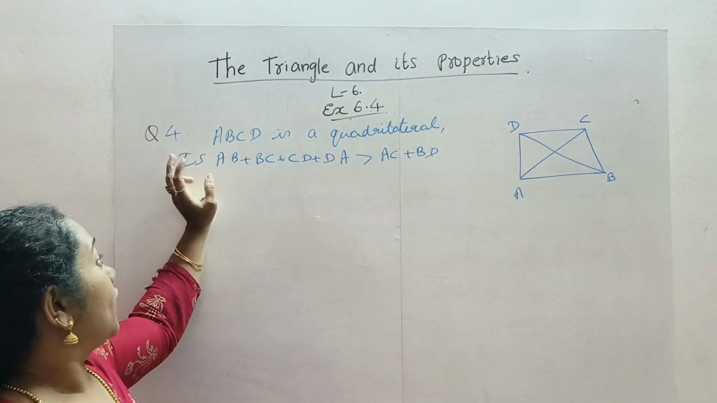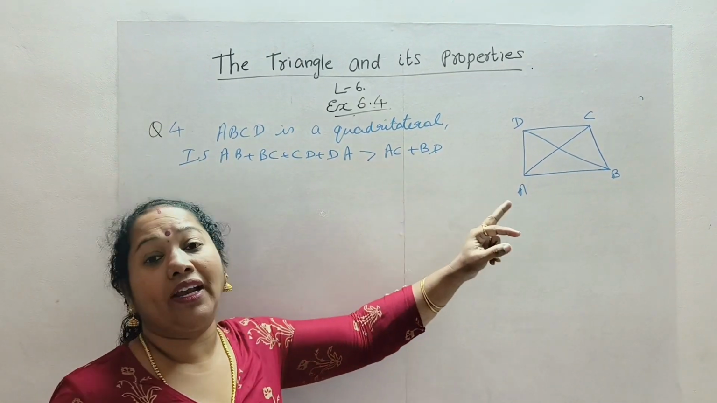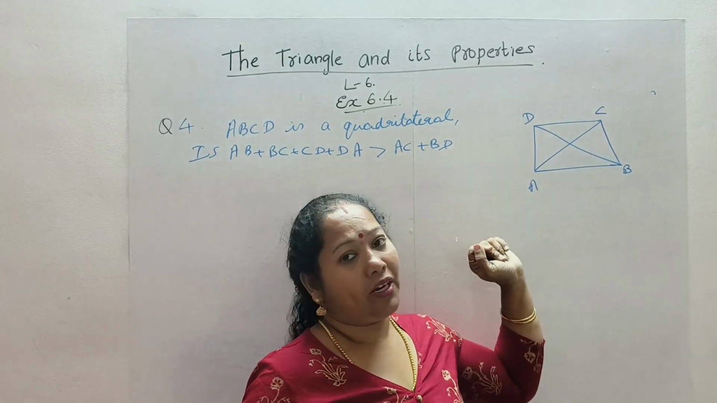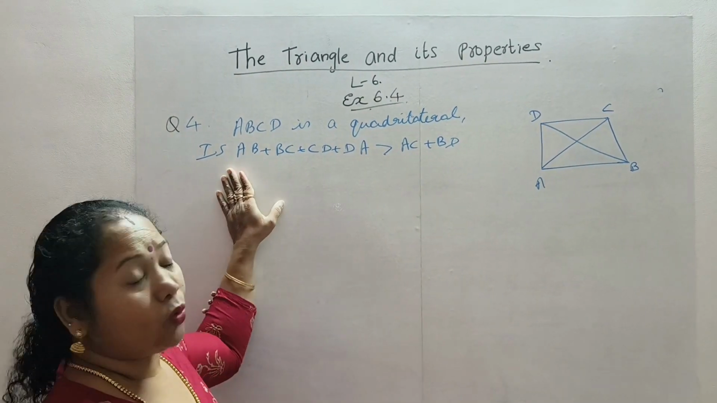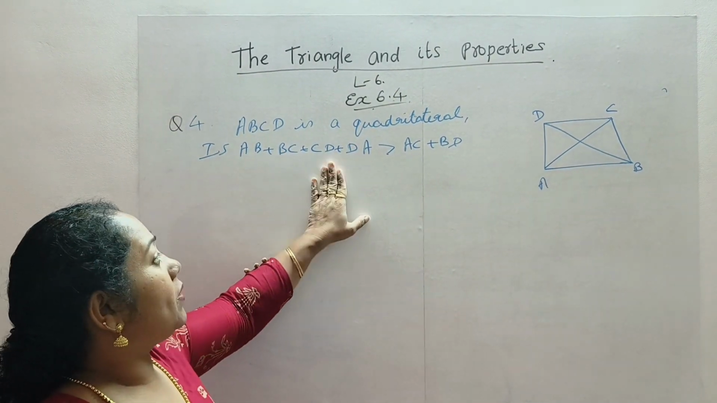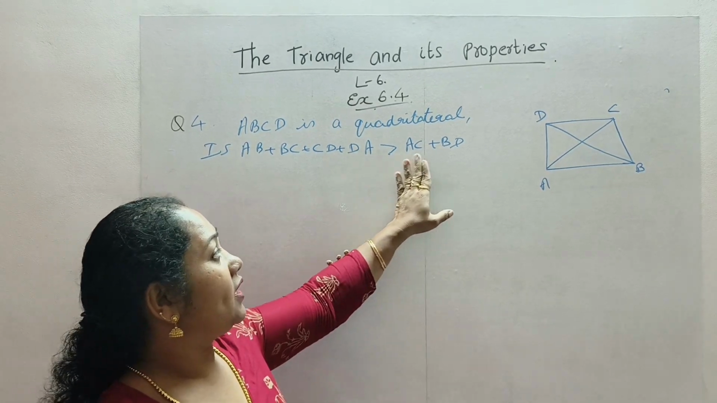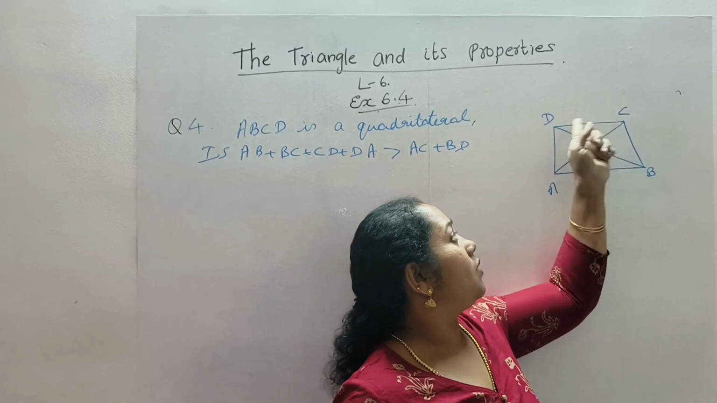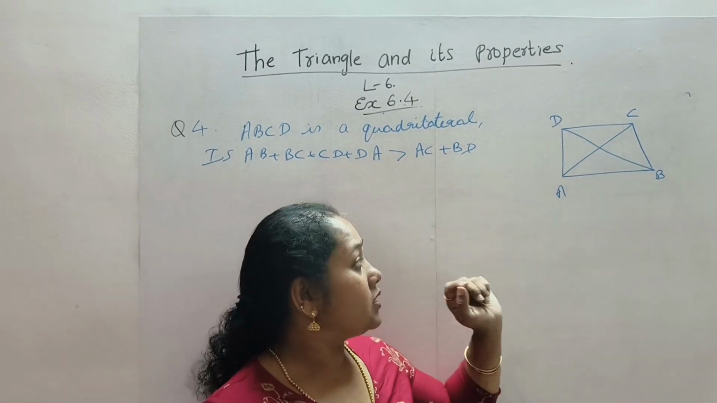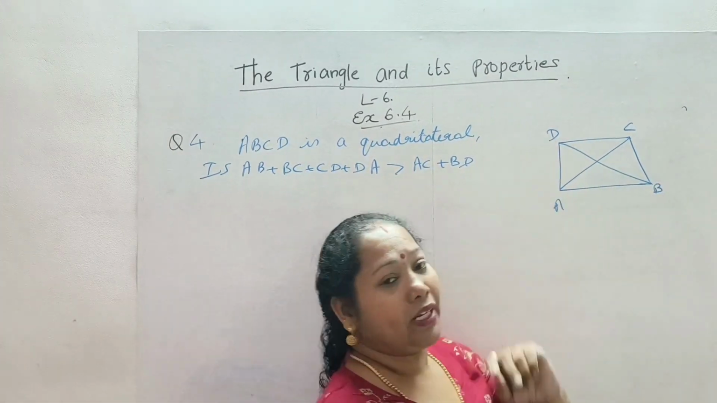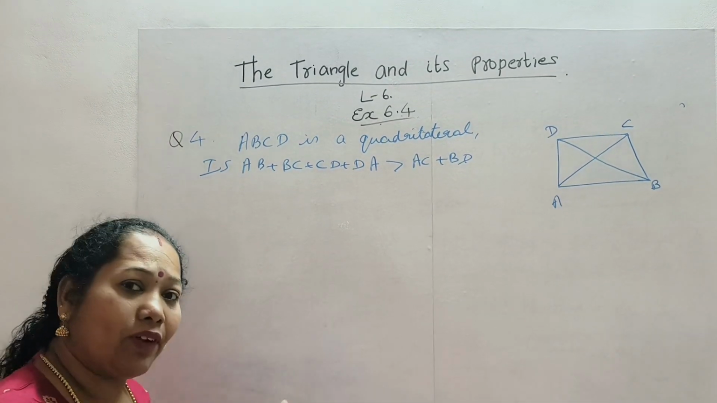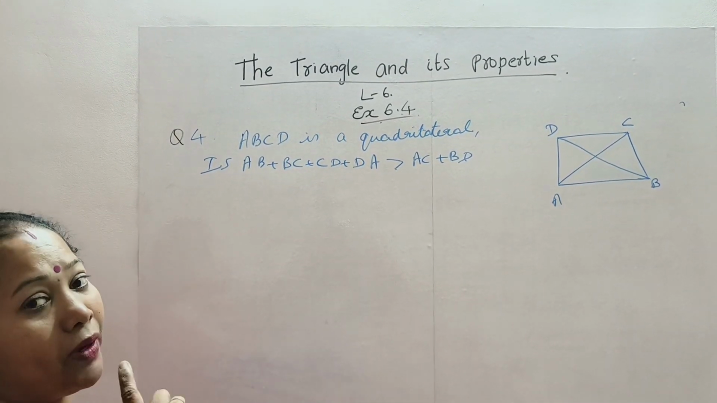We have given the link in the description box. Question number 4. ABCD is a quadrilateral. We have to prove AB plus BC plus CD plus DA is greater than AC plus BD. That is the sum of all sides. Okay, so again we have to prove using the diagonals, just like the previous one.